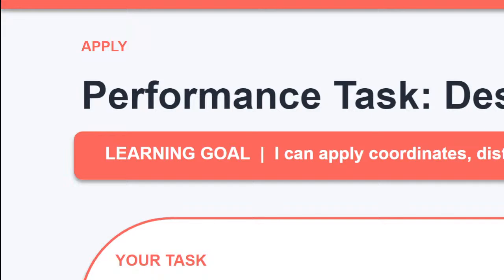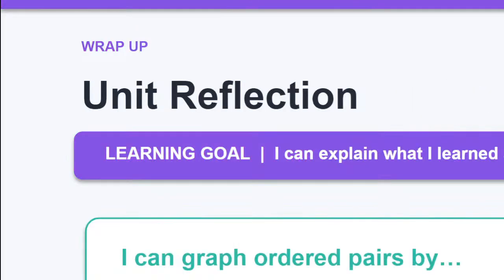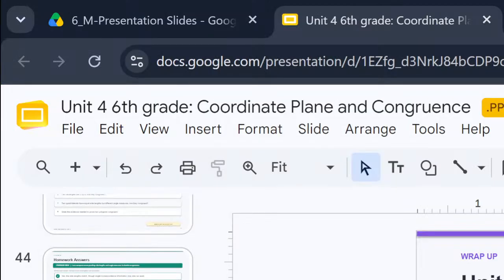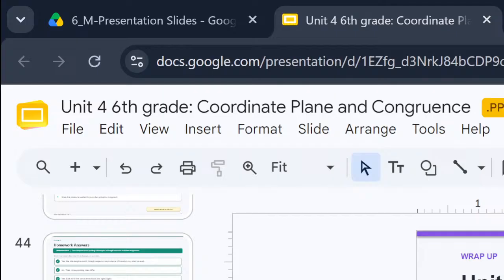This is the performance task, your success criteria, and the unit reflection. So, I can graph ordered pairs, I can find distance, I can identify regular polygons, and I can tell if two polygons are congruent. My next step is to explain what I learned and identify my next step. This is probably a harder unit.